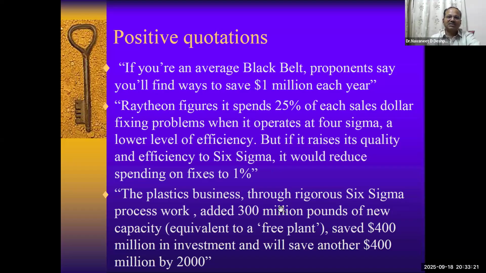So the plastics business, through rigorous Six Sigma process work, added 300 million pounds of new capacity equivalent to a new plant. Like for instance, if you have a solar plant which saves a lot of energy, they say that it's as good as planting new trees. So it is also saving a lot of money. It saved around $400 million in investment and will save another $400 million by 2000. That's what was told earlier. These are some of the quotations when it was launched. The black belt, green belt, and all certifications are available.